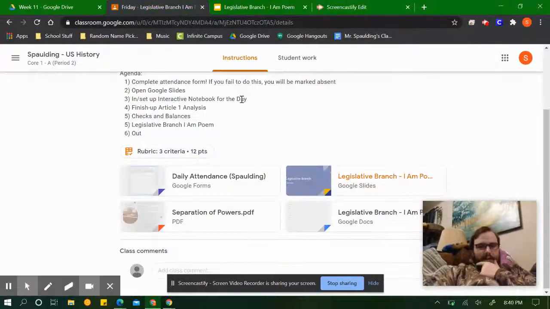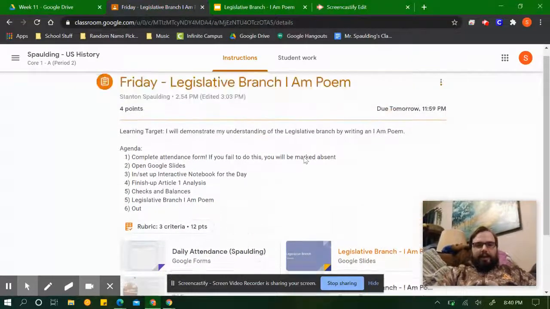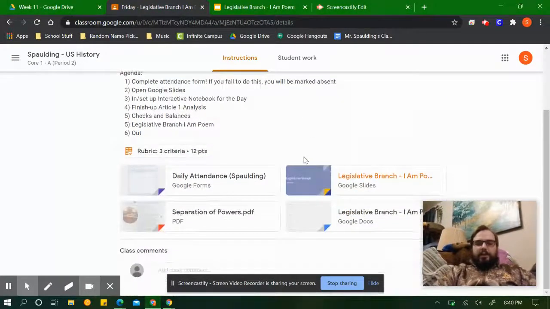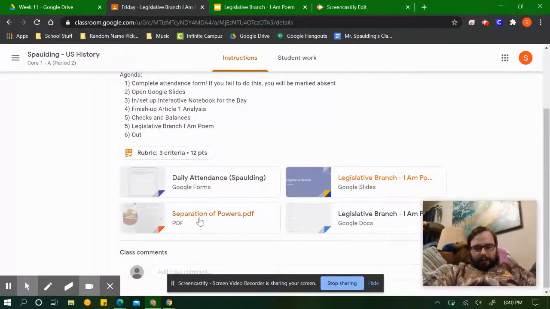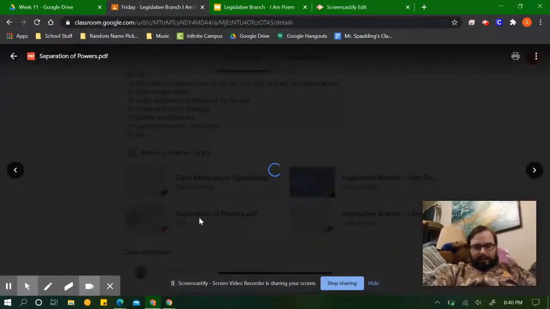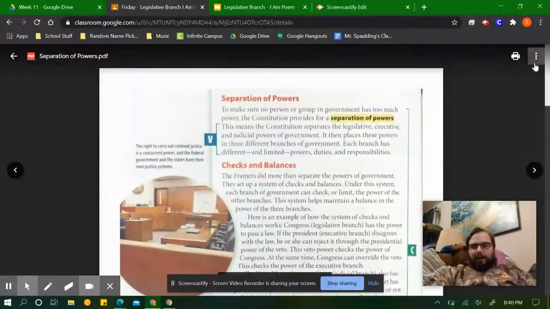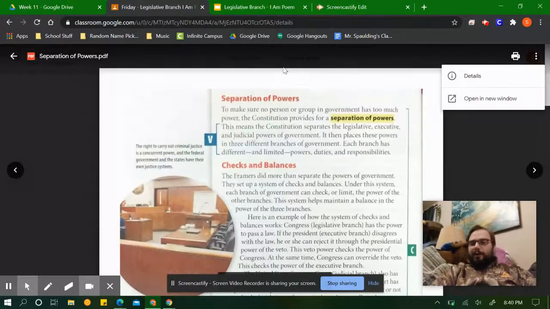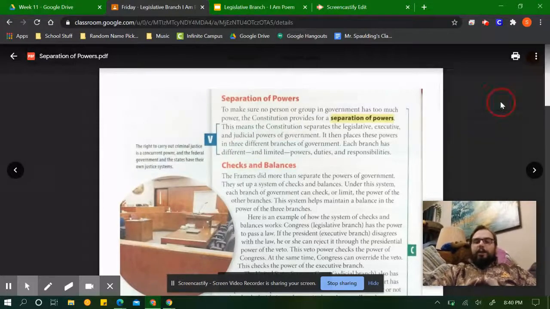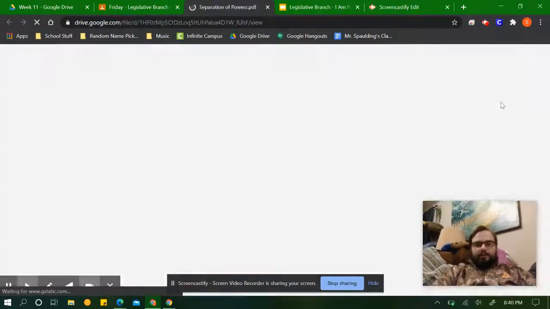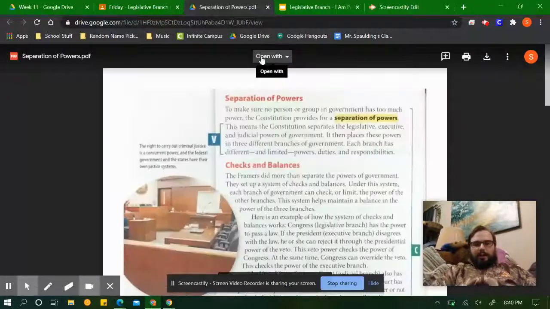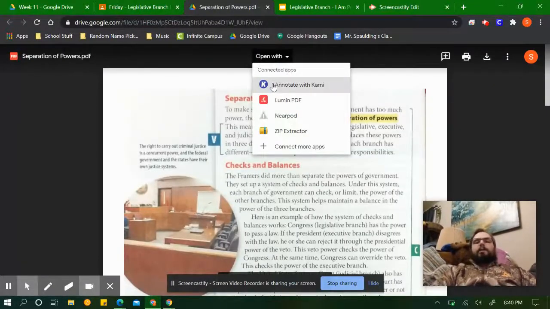We'll jump over to our Google Classroom assignment for the day. Legislative branch I am poem. Once again, for those of you guys in A group and online, that'll be on Friday, and for those of you in B group, it'll be Monday. It's this one right here, separation of powers. Go ahead and open that up. It's still being weird on my computer. I hope it's easier on yours. If you don't have the open with Cami, click open in a new window, and then you can click open with Cami.